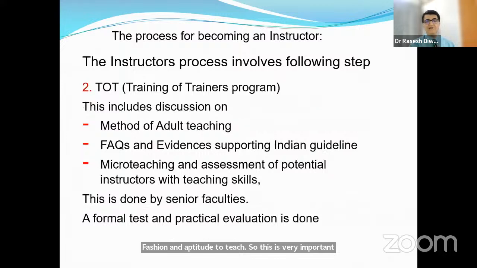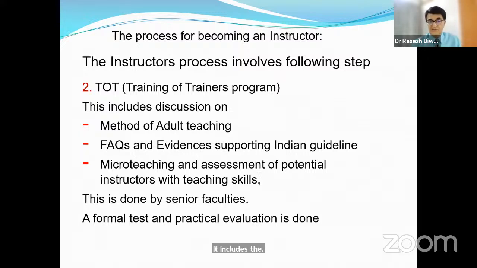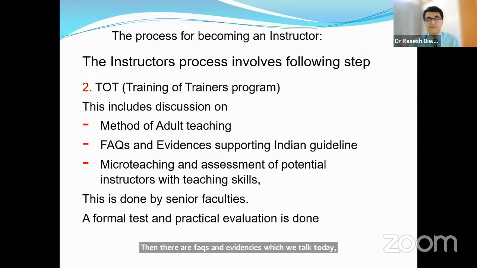Now, trainers training program includes what? It includes the method of adult teaching, which Rakesh and other people are doing an excellent job. Then there are FAQs and evidences, which we talk about today and we talk elaborately at that time, because at that time we don't share any academic knowledge. It's the rationales we discuss and the skills. And there's a lot of micro teaching and assessment of the potential instructors with teaching skills.